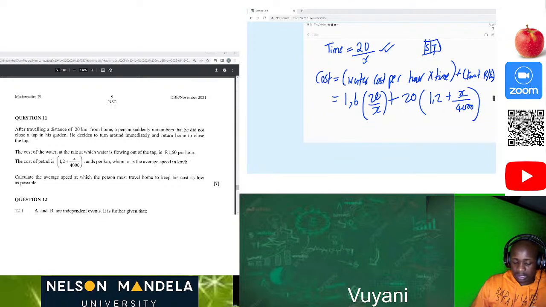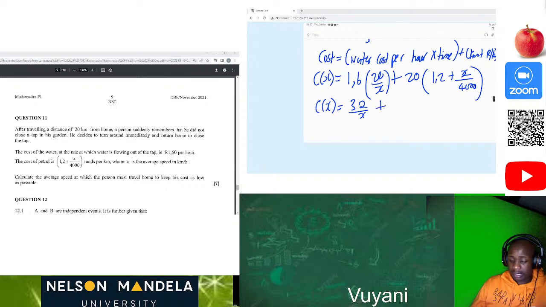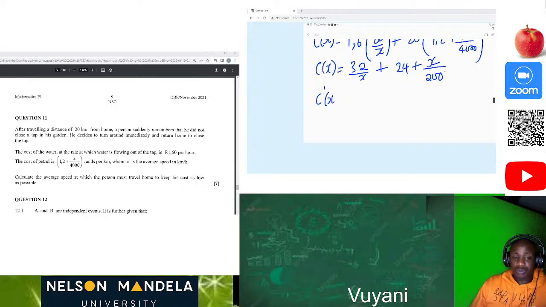Then we can just say this is our C of x, so that at least we have a function, something which we are used to. C of x will be 1,6 times 20, that's 32 over x, plus 20 times that, then we have 24 plus x over 20. Okay, cool. Then now we determine the average speed. So the derivative will be equal to negative 32 over x squared, because now we know how to differentiate using the power rule. The derivative of a constant is equal to 0. Then that one will be positive 1 over 20.